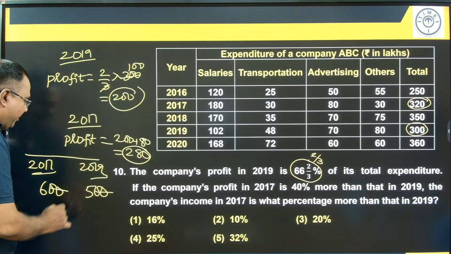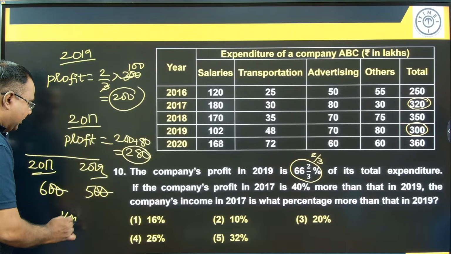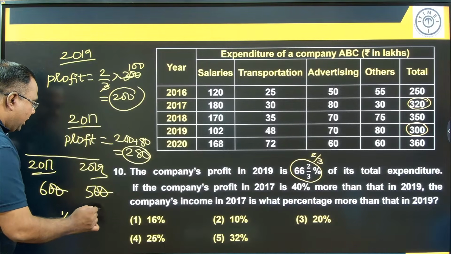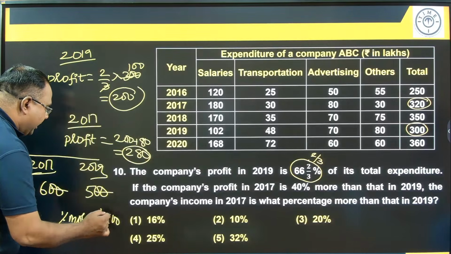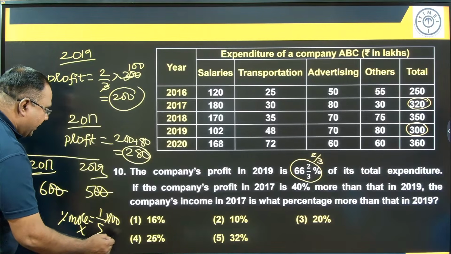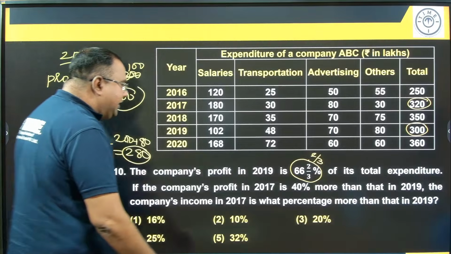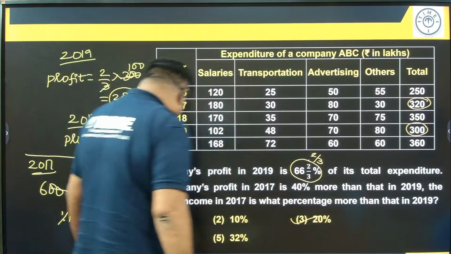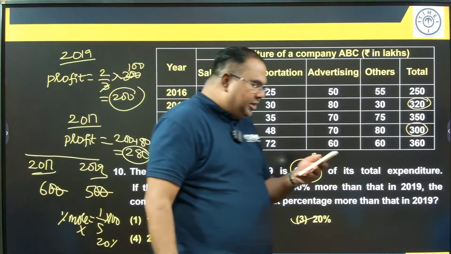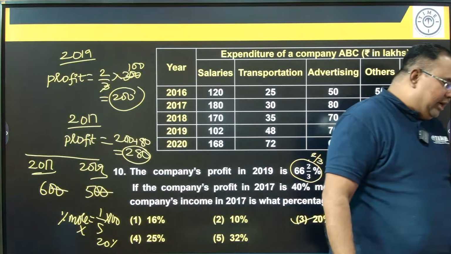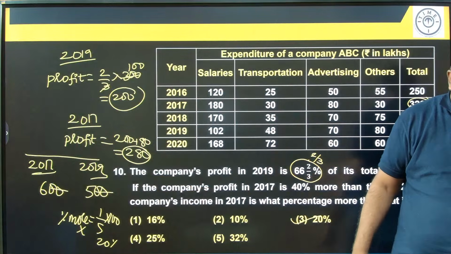I can ignore the common factor. It is always better to get simplified numbers. Percentage more: difference 1, divided by the lesser value 5, into 100, it has to be 20%. Very good. 20% is present in choice 3. Gayatri Rajesh, correct answer. CPU, correct answer. Brunda, correct answer. Very good. Let's move ahead then.